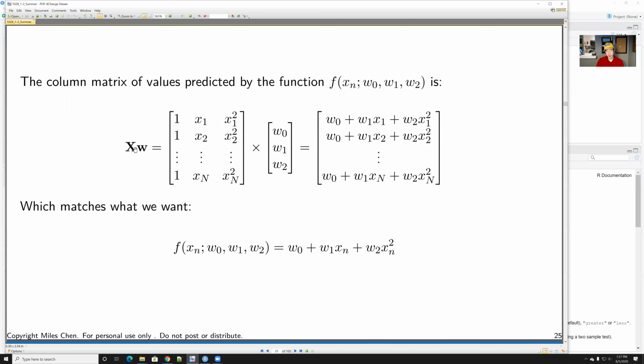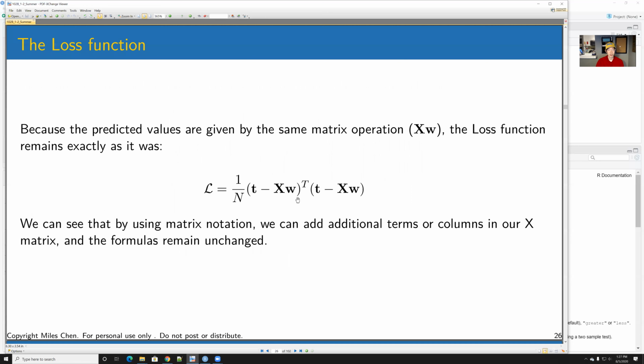So I've got XW, so this part remains the same. And the loss function is going to be exactly the same as before: 1 over n times (T minus XW) transpose times (T minus XW), right? Because the predicted values are given by the same matrix operation, XW. So by using matrix notation, even though we've added additional terms to X and additional terms to our coefficients vector W, the way we're calculating the loss remains unchanged.